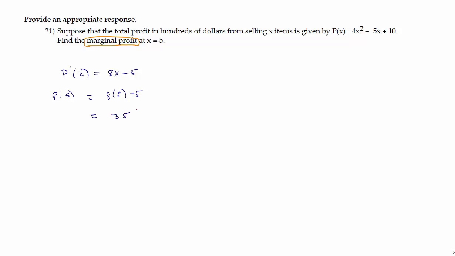35. All right. And then I should go ahead and include my labels. Notice that the profit is in terms of hundreds of dollars. So I would say marginal profit is $3,500, and that'll be per item.